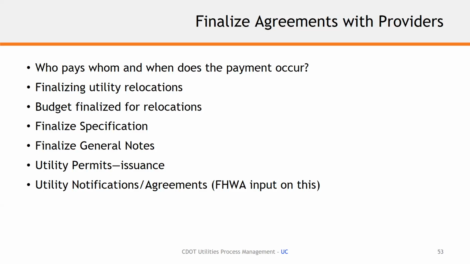As we get to 90%, we want all this stuff really coming together for the final office review, or FOR, milestone. And about that time, we could be issuing utility permits for early relocations and setting up U phase. Yeah, U phase, budget finalized for relocation. That's the U phase request, and notifications and agreements from the work plan and any other agreements that we have pending are starting to finalize through the utility coordination effort at this point.